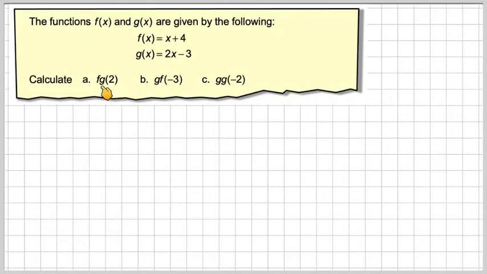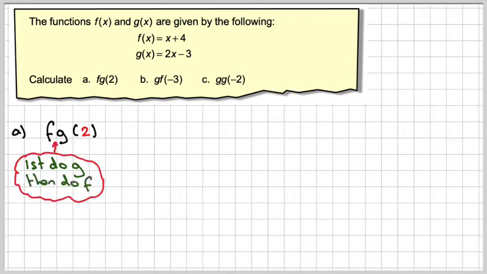So we really need to know what does this mean. Now, it does not mean multiply. It is a way of actually combining two functions. So basically, if you've got fg of 2, it means first do g. So you do the one next to the bracket first, and then you will do f.